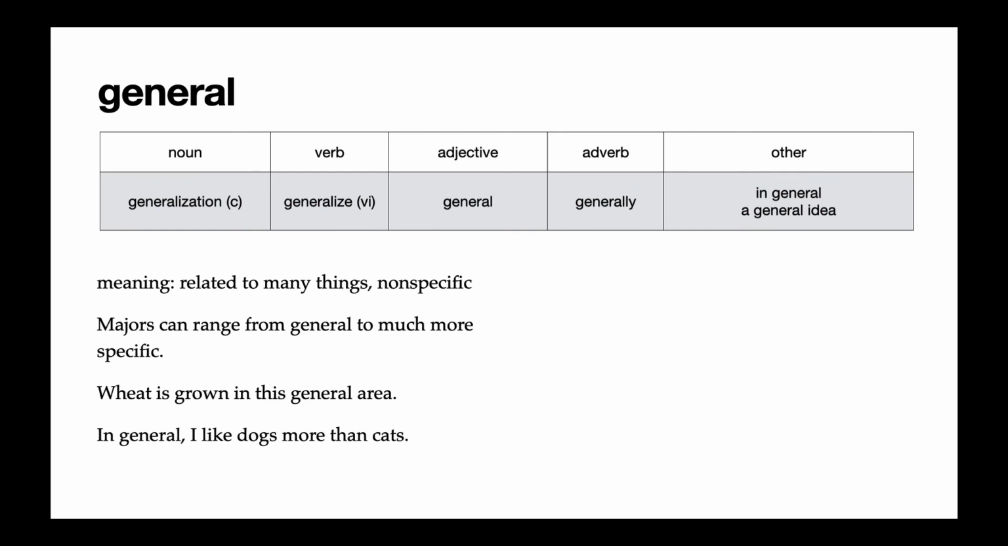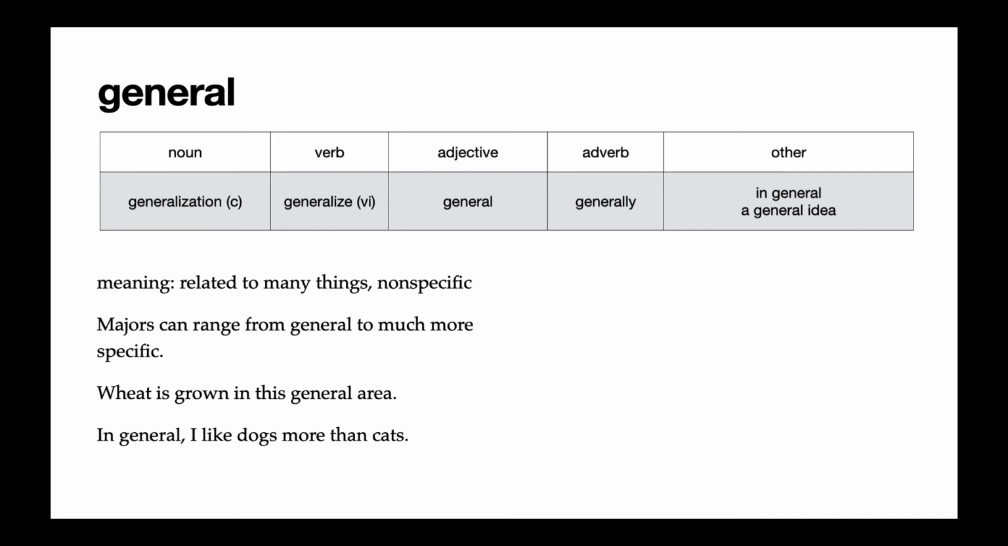Now we have a complete word family here. We have a noun form, generalization. That means that's a statement about a big topic. The verb form generalize also means to say a statement that applies to many things. And then the adverb form, generally. So in the last sentence that says, in general, I like dogs more than cats, you could say, generally, I like dogs more than cats.